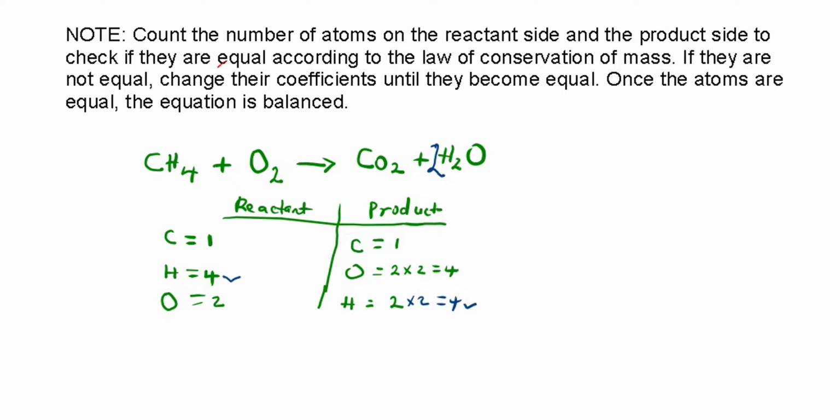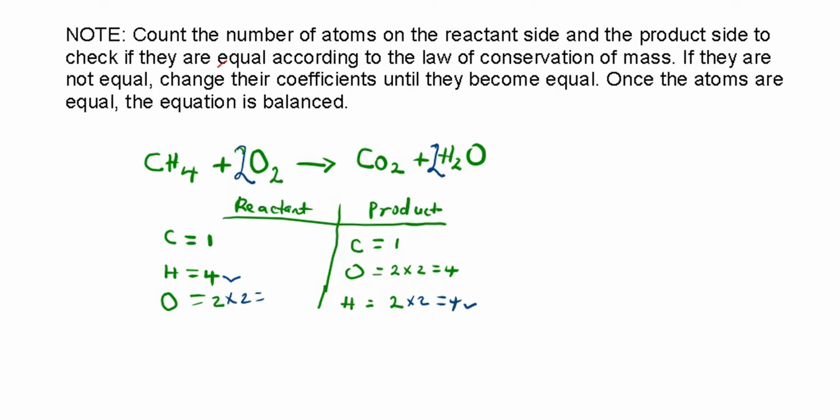Let's check for oxygen in the reactant side. It is 2. What do we do? We change the coefficient of this oxygen by adding 2 here. You see that now, if you add 2 there, oxygen is now 2 times 2, which is 4. So we now have 2 times 2.